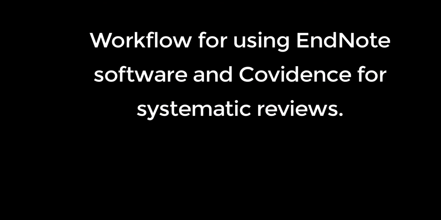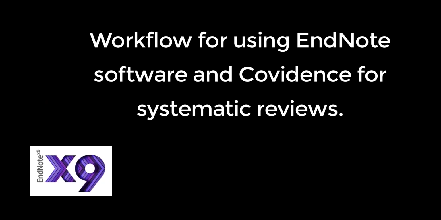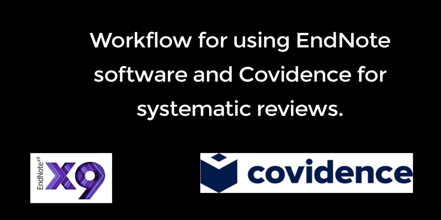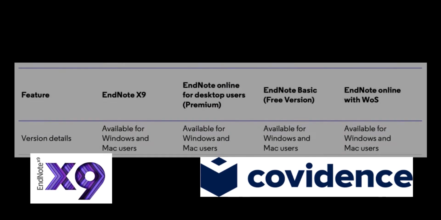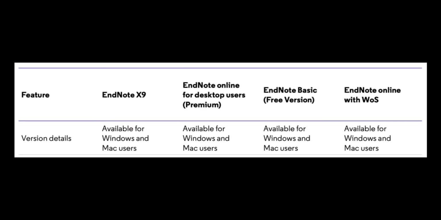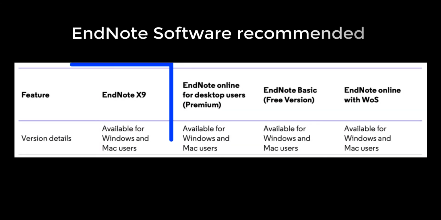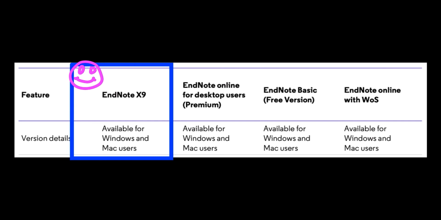This tutorial covers the basic workflow for using EndNote software and Covidence for systematic reviews. EndNote software is different than EndNote Online. We recommend using EndNote software for systematic reviews because it is more reliable and includes more robust features. I am using EndNote Software X9 for Mac computers. The software looks a little different on a PC, but includes the same basic features.